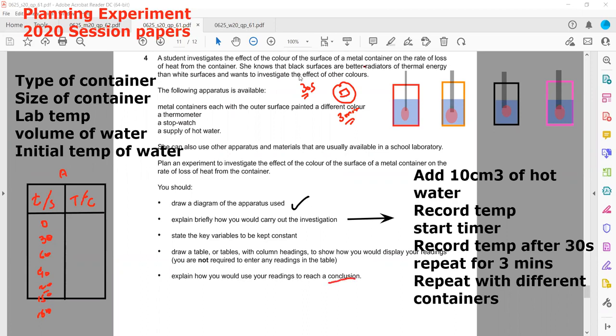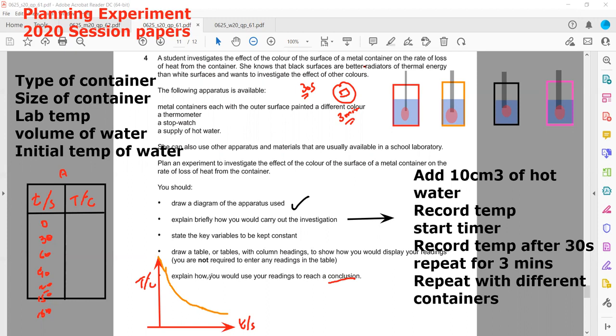Whenever we want to reach a conclusion in physics, the best way to draw a conclusion is plotting a graph. So what we'll do, we'll plot a graph between temperature on the y-axis and time on the x-axis. You don't have to draw it. But it is obvious that it is hot water, so the temperature will decrease. So it will be somewhat like this.